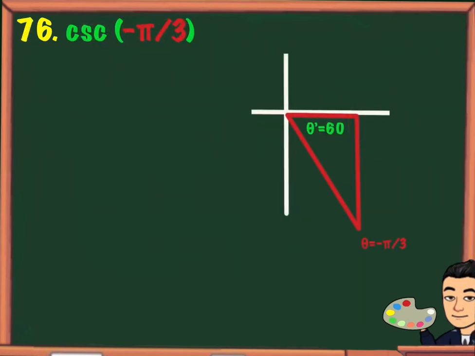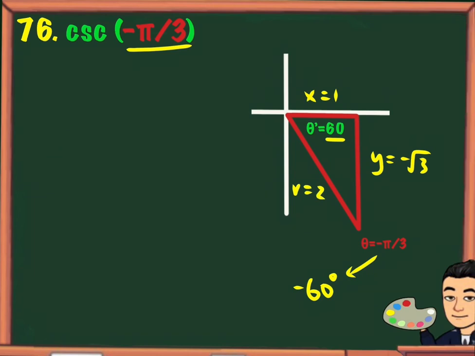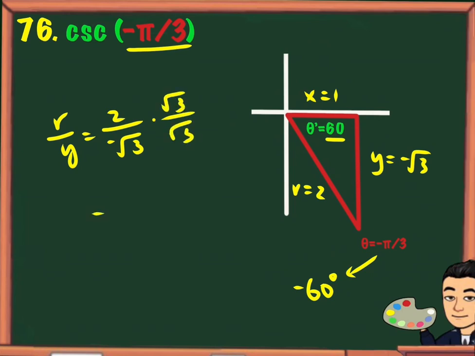Okay, so this is number 76. We got our theta equals negative pi over 3, so that means this is going to be negative 60 degrees. That gives you the reference angle equals positive 60 degrees. So this gives you x equals 1, y equals negative square root 3, and r equals 2. You know that cosecant is r over y, which means you have 2 over negative square root 3. In order to rationalize it, you just multiply by rad 3 over rad 3. So your ratio, after you rationalize it, is going to be 2 square root 3 over negative 3.